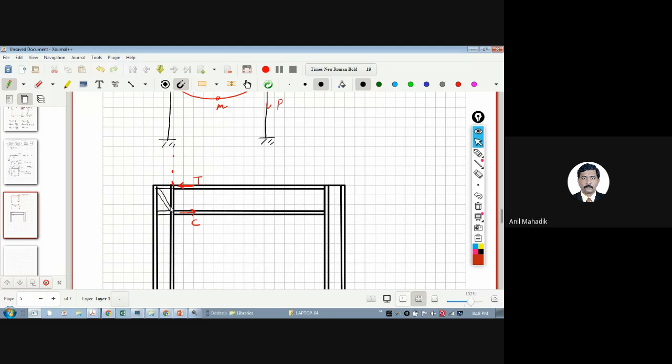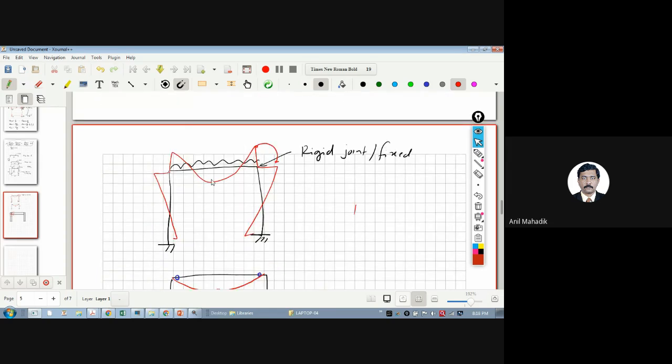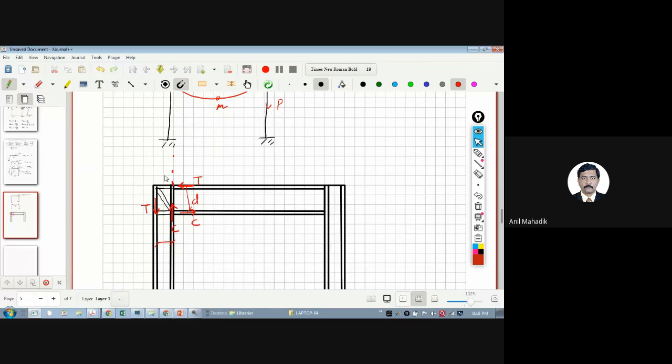Now this is your fixed connection. Now this tension will transfer into this column. There will be tension here and there will be compression also here in the column. So this T into D and this C into D means there will be moment transfer in the column. This is your fixed connection. So if you assume this case in the analysis, then you need to detail it in reality like this in drawings and on site also.